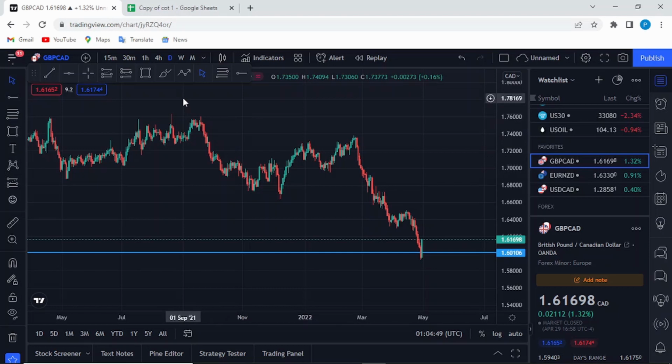Now let's go on our 4 hour time frame. Okay, so before we go on the 4 hour time frame, let's look at the commitment of traders, that is the COT data. It also helps us on the direction of the market.